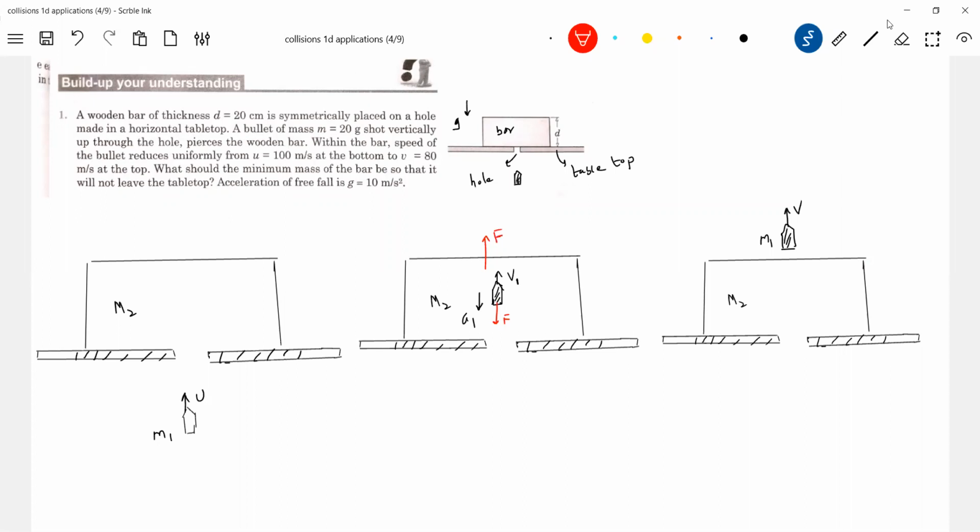So let's calculate that retardation. We know the thickness of the bar. Then using the formula, V square minus U square equal to minus 2 A1 into D, we know V and U, so I'll get A1. If I know A1, I can calculate the force. What is the retarding force? M1 A1.